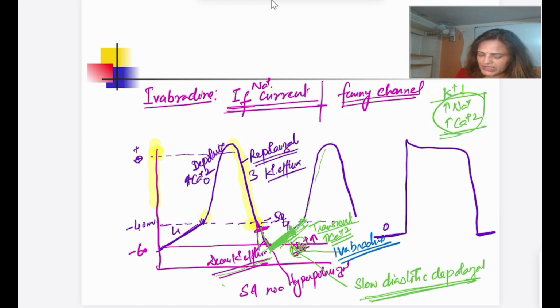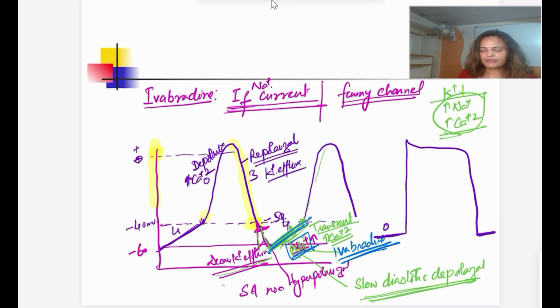And this funny channel, they are present at two sites. One is here at the pacemaker SA node, and the second one is it is present in the retina. So at these two sites where this channel is there, Ivabradine is going to inhibit this. Then what will happen? They are going to decrease the SA node.